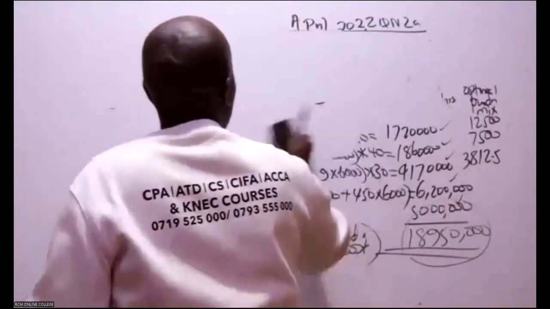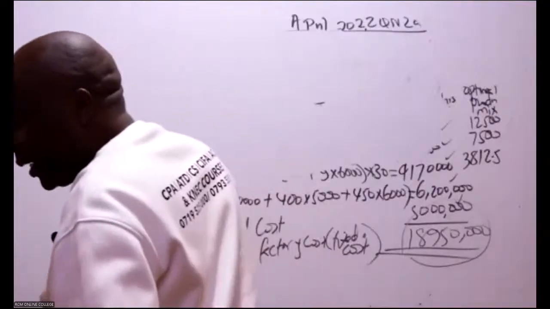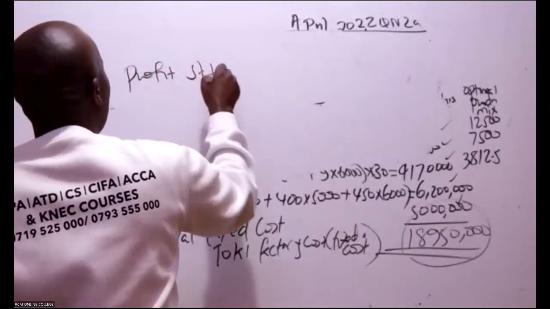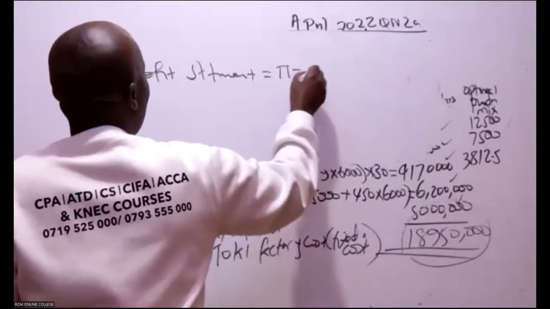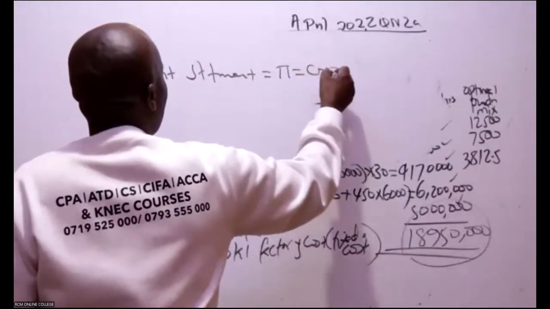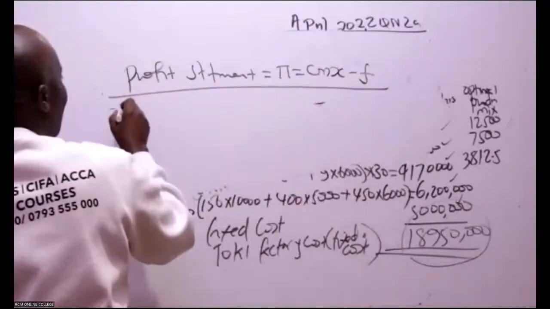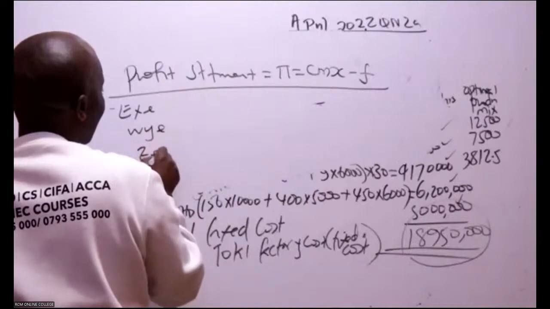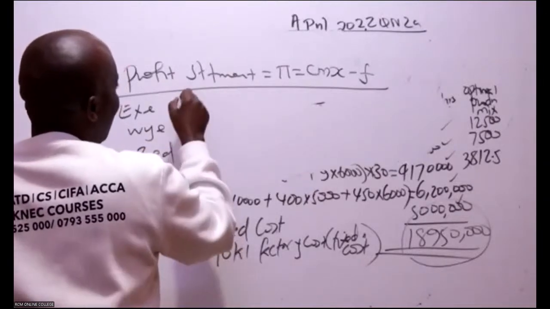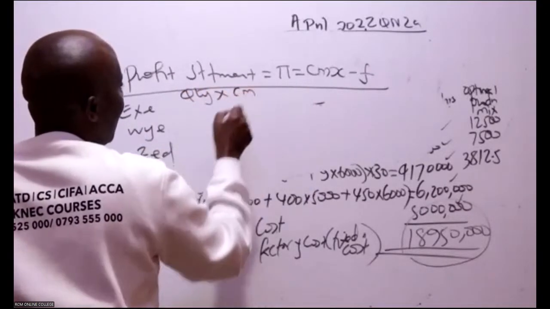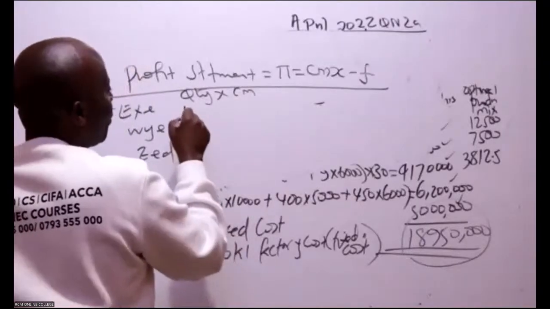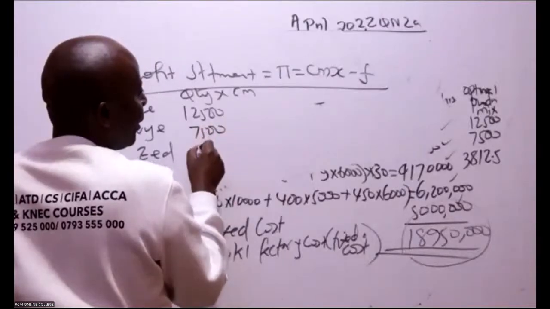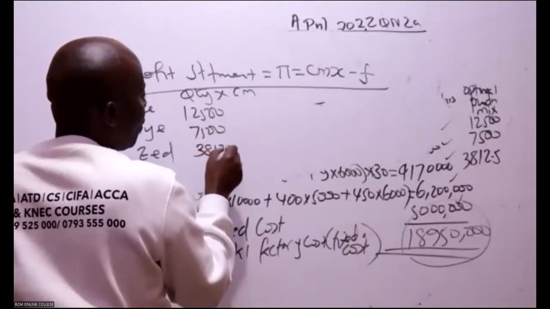So profit statement. Remember, profit is CM times X minus fixed costs. So we have here X, Y, Z. Already we have here quantity times CM. The quantity, the first one is 12,500, then 7,500, then 3,812.5.